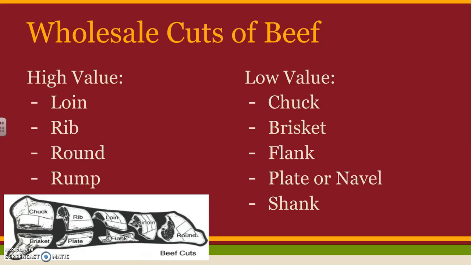And then your low value cuts are going to be things that, for example, they might process into ground beef or something like that. So your high value cuts for the beef is the loin, rib, round, and rump. And the way that I remember this is that there's 4 high value cuts. One starts with an L, and the rest of them start with an R. And then your low value cuts are the chuck, the brisket, the flank, the plate or navel, and the shank.